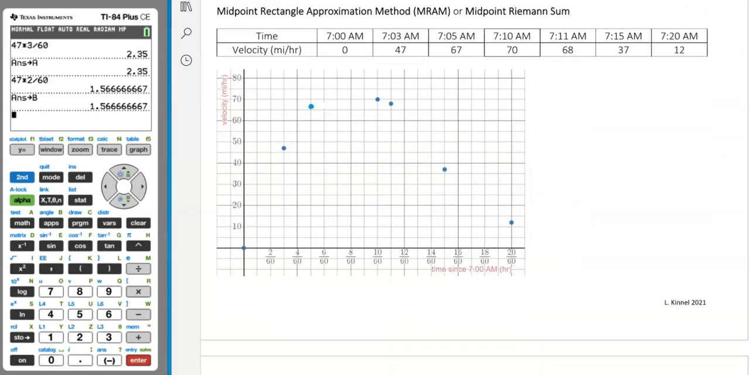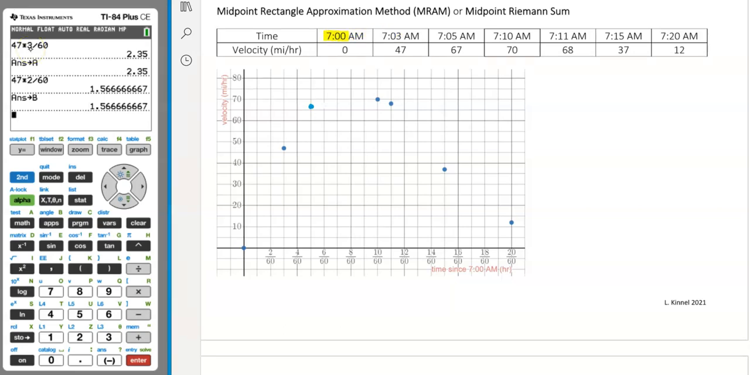The third common method is the midpoint rectangle approximation method, or midpoint Riemann sum. As the name implies, in this case, the constant velocity we assume is the velocity at the time that is at the midpoint of the interval. So note that with this data set, we are not going to be able to do 7 separate intervals because we don't know the time, say, at the midpoint between 7 o'clock and 7:03. There we would need 7:01 and 30 seconds. We don't have that time, so we can't do a midpoint approximation on that interval.